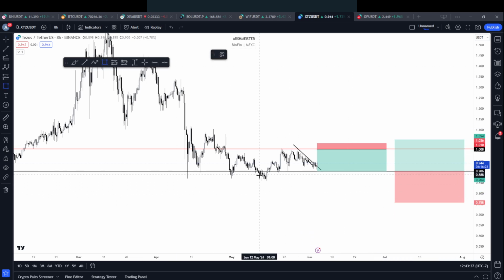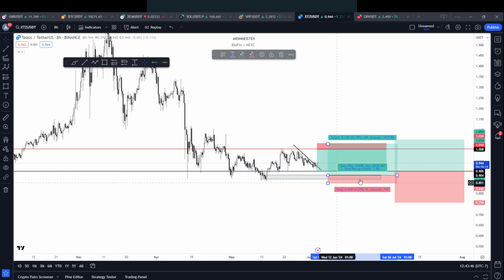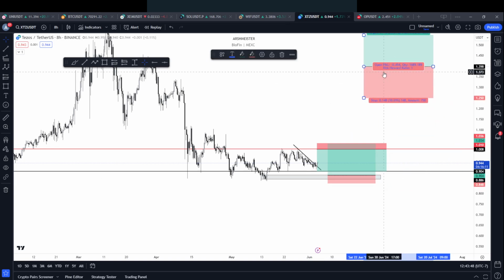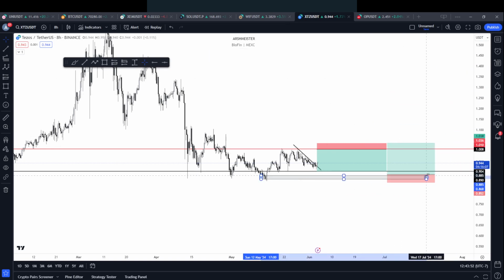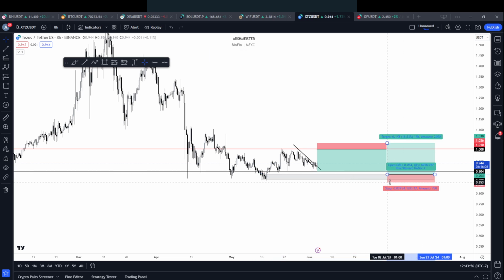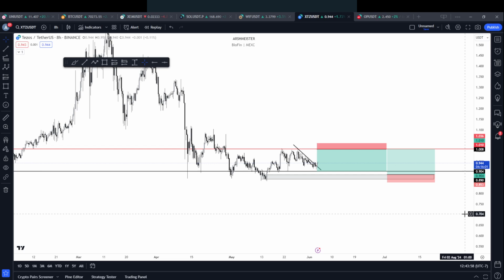I think we go and grab this. So I personally think this would be a doper setup. Back to range highs.